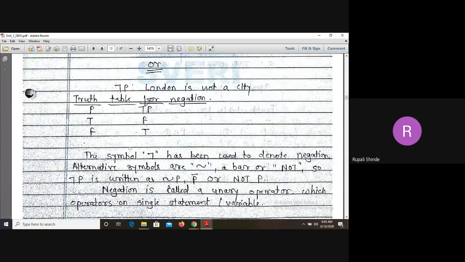Again, there are different symbols used for negation. This is the most commonly used symbol for negation. We can also use alternative symbols, like this one, or we can write a bar, or we can write not. This can be denoted as negation of P, or this symbol, this is also negation of P, bar P is also for negation, and the last one is not P. So in this way we can represent negation, but mostly we are going to use this symbol for negation. And this negation is called a unary operator. Why is this called unary? Because it operates on a single statement or single variable. Now check here, just one variable is there, that is P. So this one is called a unary operator.